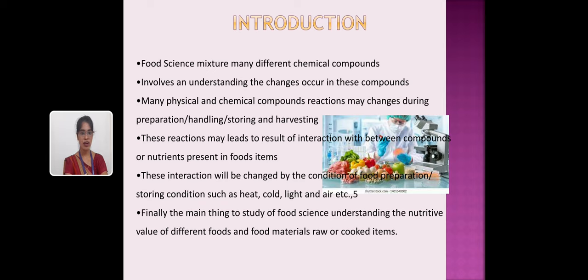Food is a mixture of many different chemical compounds and it has to be studied. Food science involves understanding the changes that occur in chemical compounds during handling, preparing, and environmental changes, like cold, hot, air, etc. Finally, food science includes the study of the nutritive value of different foods and food materials also.